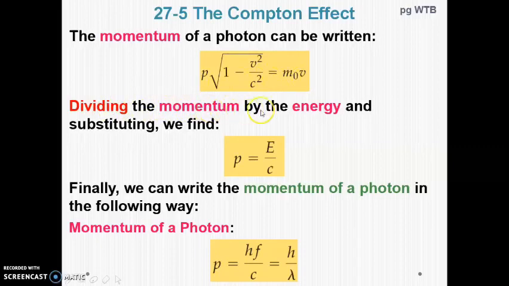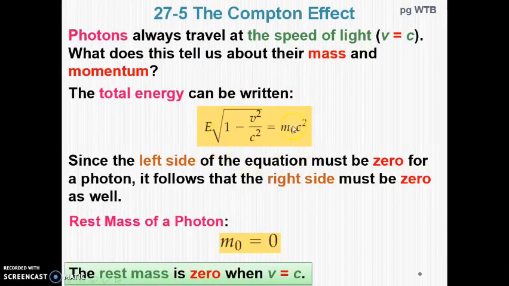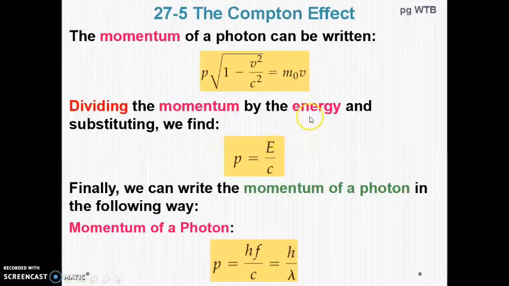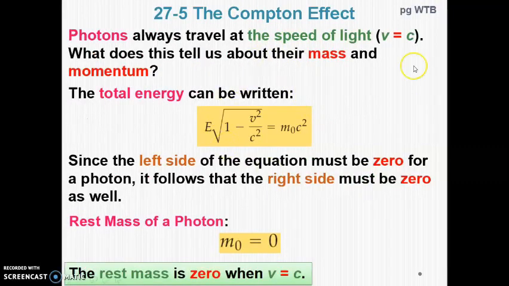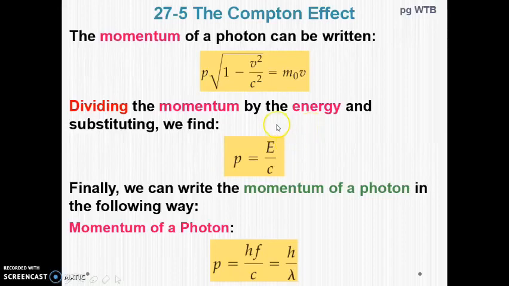So dividing the momentum by the energy and substituting, we can find that momentum is equal to E divided by c. So this one is the momentum formula, and this one is the energy formula. When this formula is divided by the energy formula, the final answer you can find is that p is equal to E divided by c.